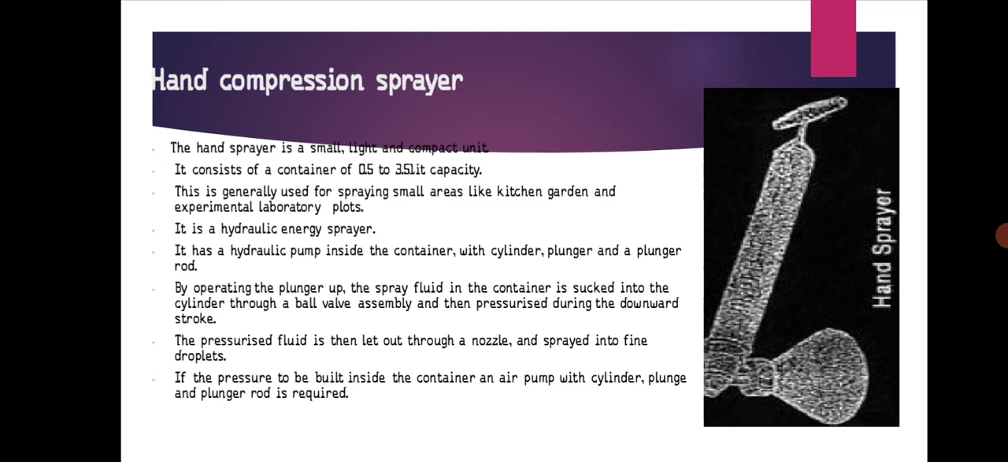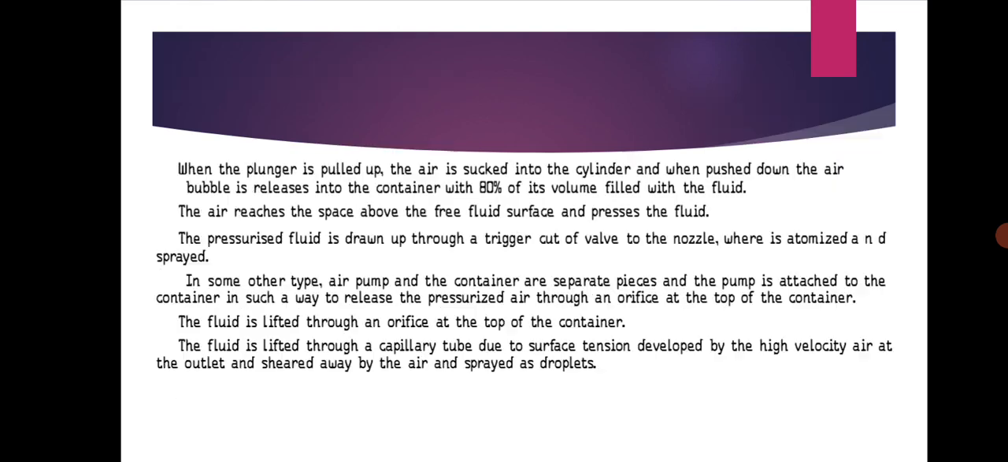If pressure is to be built inside the container, an air pump with cylinder, plunger and plunger rod is required. When the plunger is pulled up, the air is sucked into the cylinder, and when pushed down, the air is released into the container with 80% of its volume filled with the fluid. The air reaches the space above the free fluid surface and presses the fluid. The pressurized fluid is drawn up through a trigger cut-off valve to the nozzle where it is atomized and sprayed.